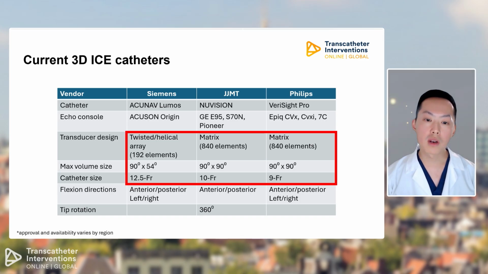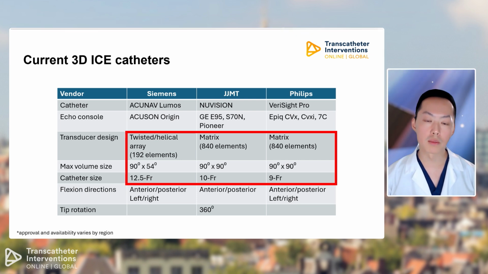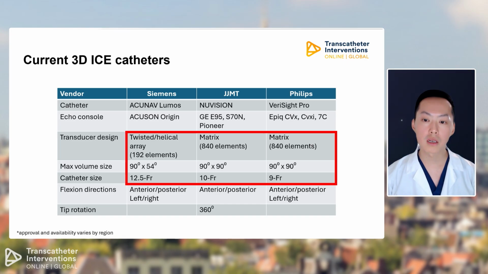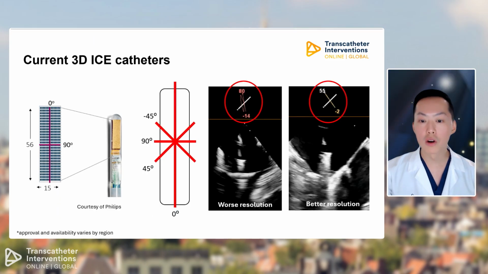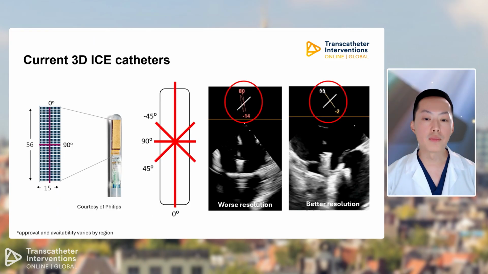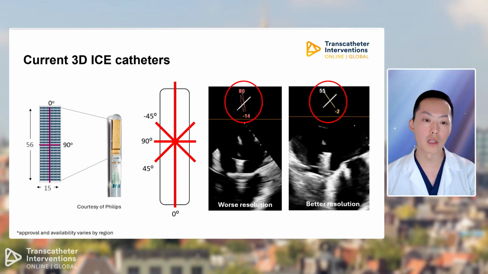So the Siemens AcuNav Lumos is currently the more limited 3D probe, just because the number of elements and the type of array it has is a little bit smaller. And so the volume size is more limited compared to what's being offered by Johnson & Johnson MedTech, as well as Philips. So we'll focus a little bit more on that on the current generation. And then again, I'll talk to you a little bit about what we know is here and coming very soon.